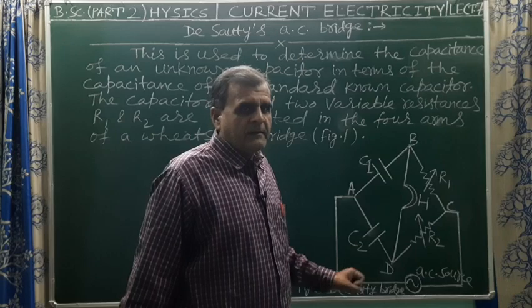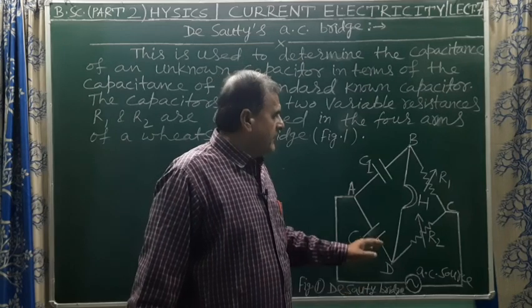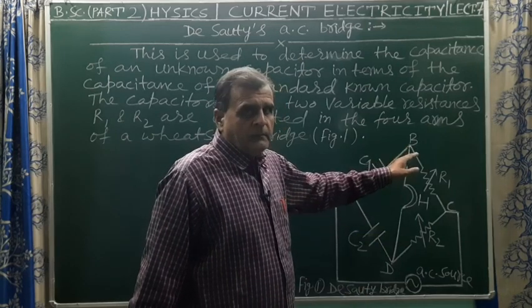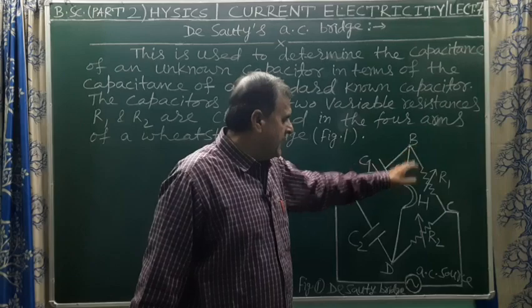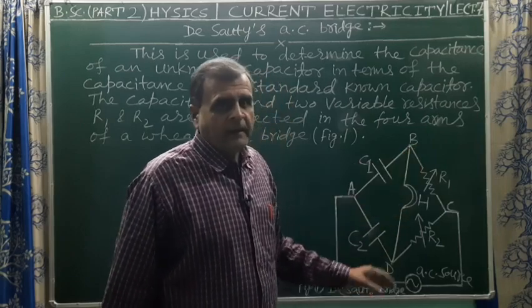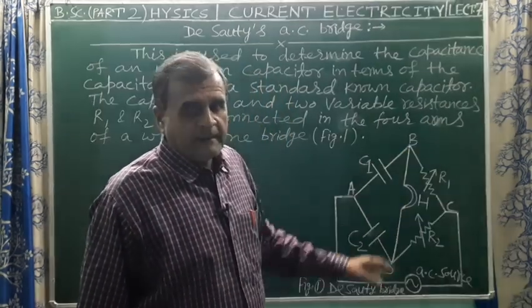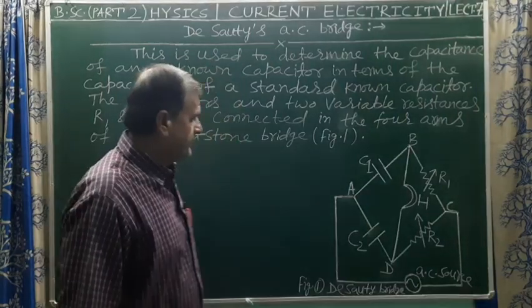The Sauty bridge का diagonally opposite जंक्शंस B एंड D के बीच एक हेडफोन को कनेक्ट कर दिया जाता है.